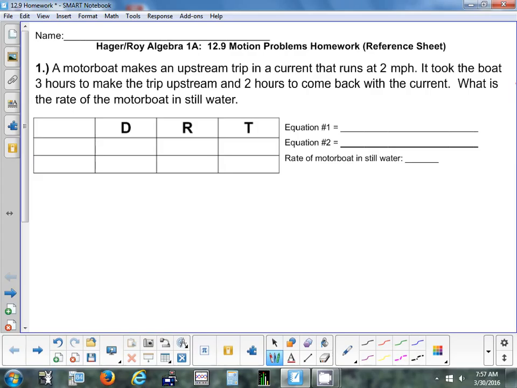It says a motorboat makes a trip upstream, and then it's going to come back downstream. All right, so first thing we want to do is figure out the two things here. Two things I would probably write are motorboat makes a trip upstream, and then to make the trip back, we could call that downstream. So let's put in those two things. Upstream, downstream.